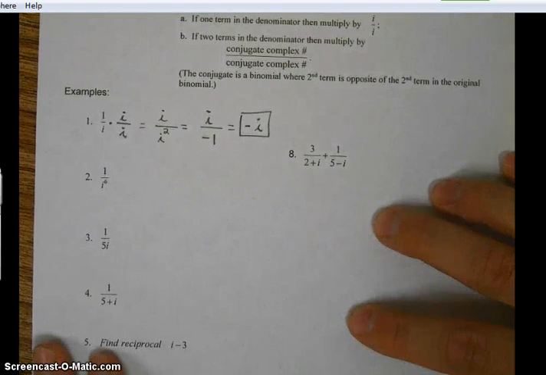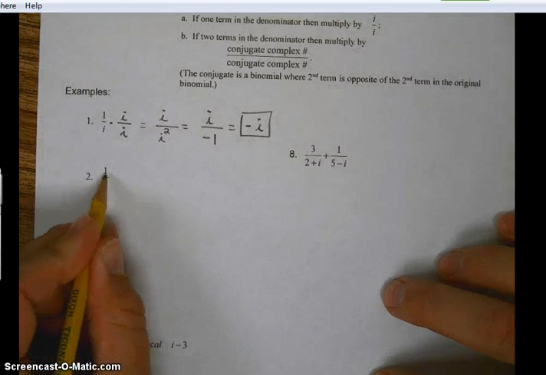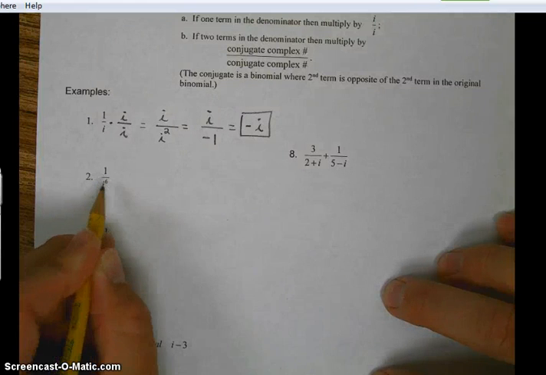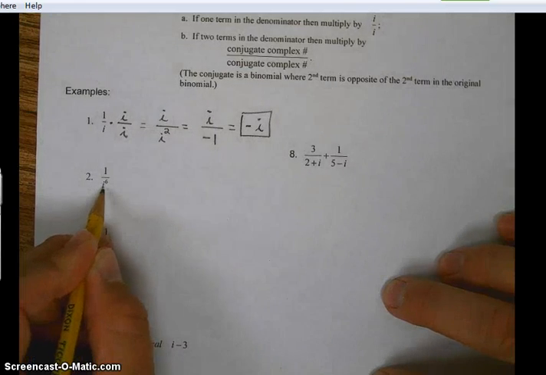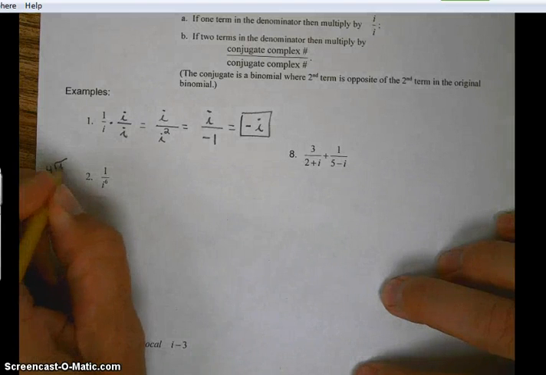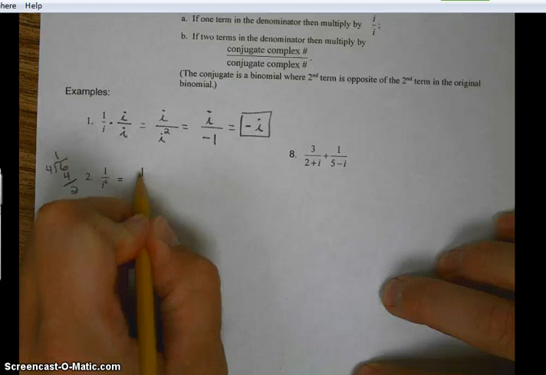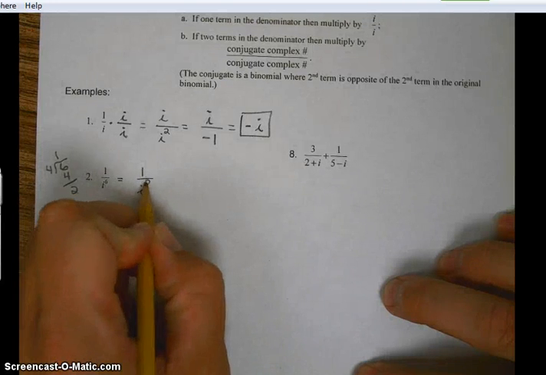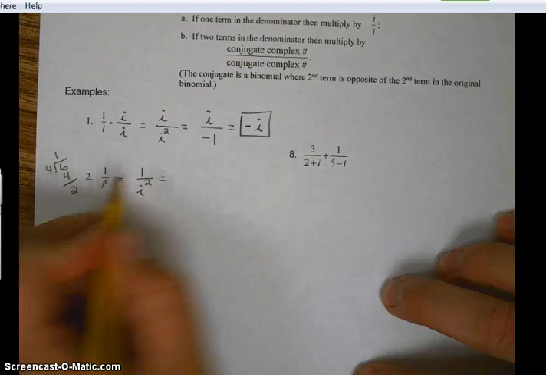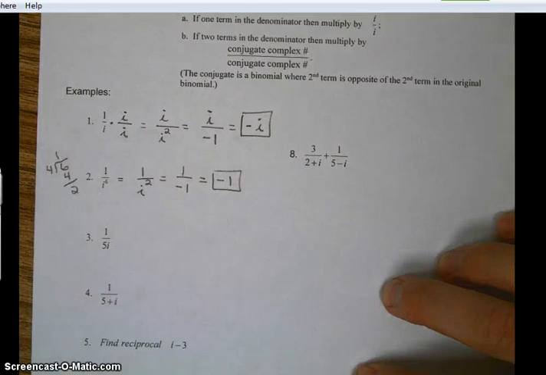Okay, let's look at number 2. So notice number 2, the exponent is larger than 4. So the first thing we want to do is downsize this so that we can write an equivalent value for the i. So 4 goes into 6 one time, and we have a remainder of 2. So we can rewrite this as 1 over i squared, and there you go, 1 over -1, which is -1. Pretty neat, huh?